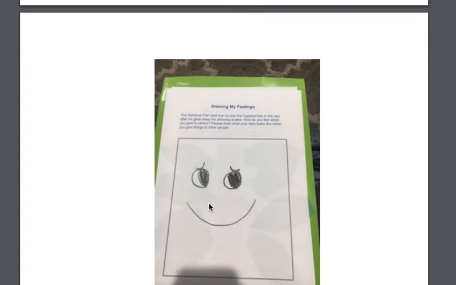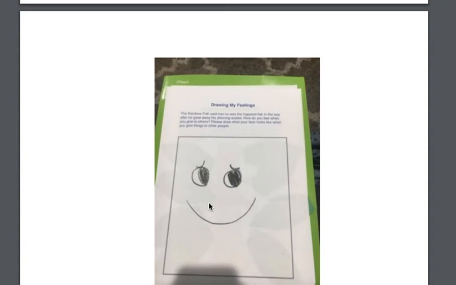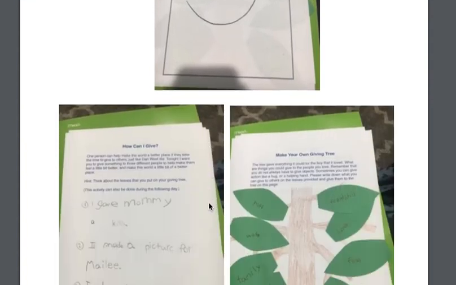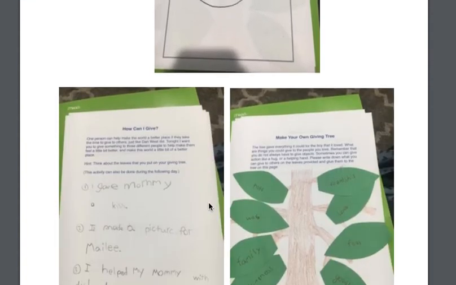This is the first activity where they had to draw how giving made them feel. And these are the last 2. One, they had to create their own giving tree. They wrote things that they could give to others on leaves and pasted them onto a tree that I provided. And then the other one was them documenting those 3 things that they had to give to people after they read the book Faith the Cow.